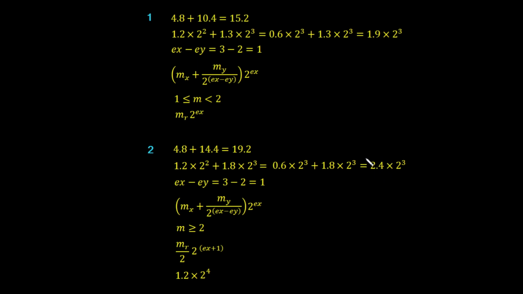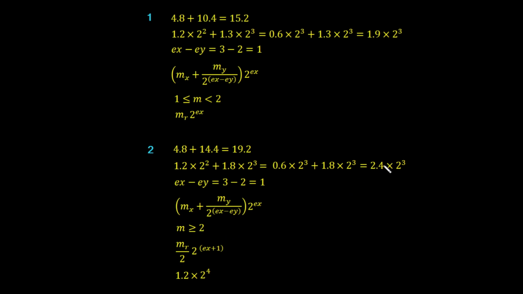Now you can see in this instance here that this is not in a normalised form because the value here is greater than 2. And we want the mantissa to be a number greater than or equal to 1 and less than 2. So again, in this instance here, our ex minus ey is 3 minus 2, a value of 1. So the exponent difference in this example is a value of 1. And this equation here is the same as this one, and it defines exactly what we did in this line here. But now we've got an extra part here. We've got the normalisation of this because our m is greater than or equal to 2.